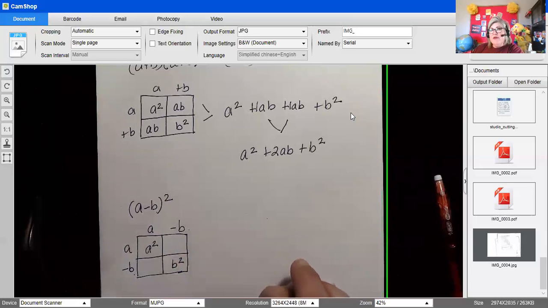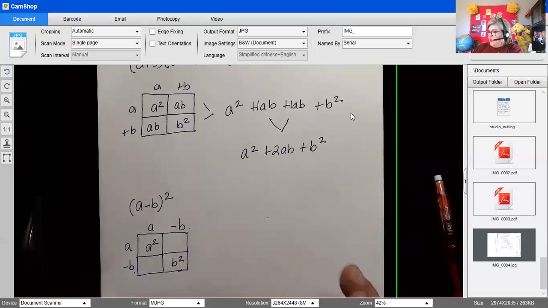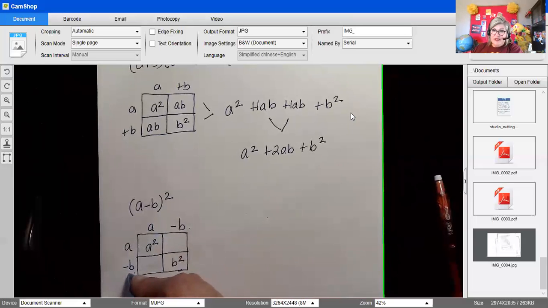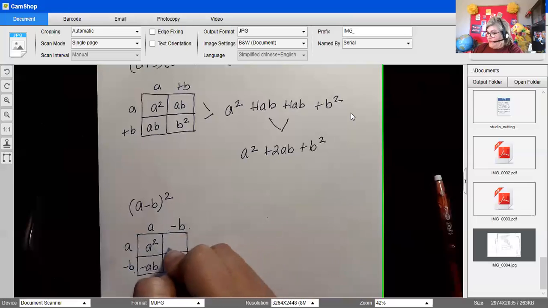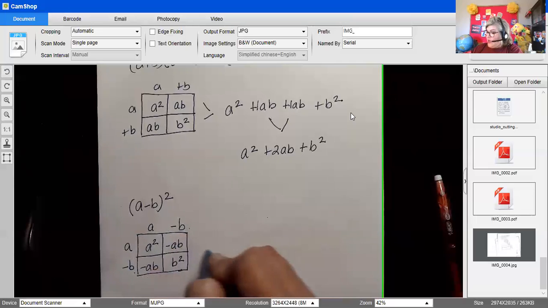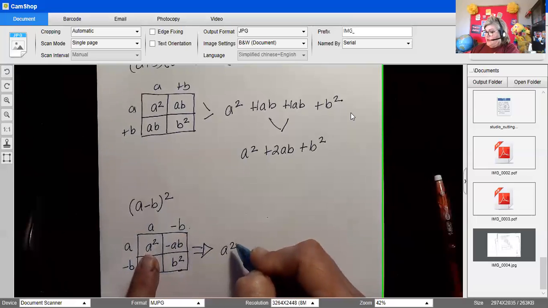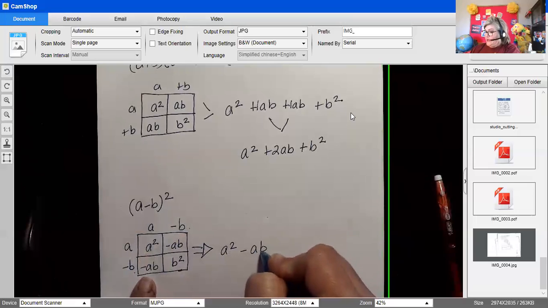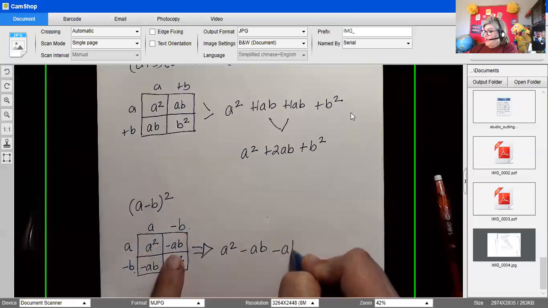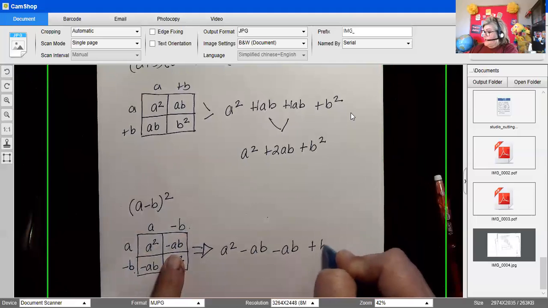Now let's look at the middle 2 terms. We have a times a negative b, so that's a positive times a negative, which gives us a negative, negative ab. And then we have a times a negative b. Once again, a positive times a negative gives us a negative, so that's negative ab. And when we bring it out of our box, we have a squared minus ab minus ab plus b squared.